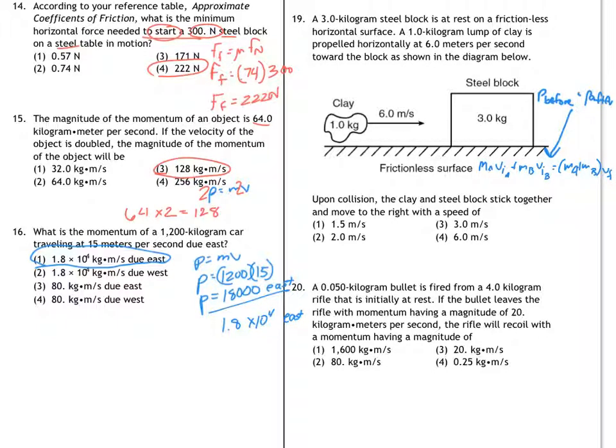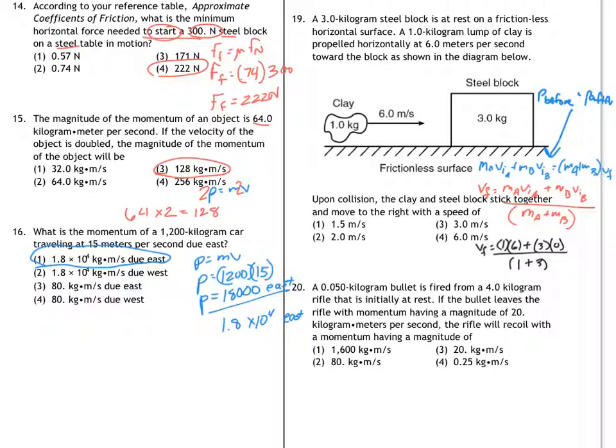And we are looking for VF, so I'm going to rearrange that now. So I just divided MA plus MB on both sides, and I got this new form for the equation. And at this point, I need to just plug in values and solve.